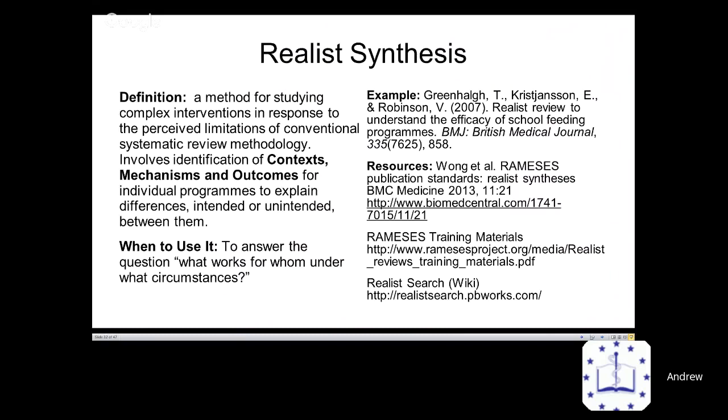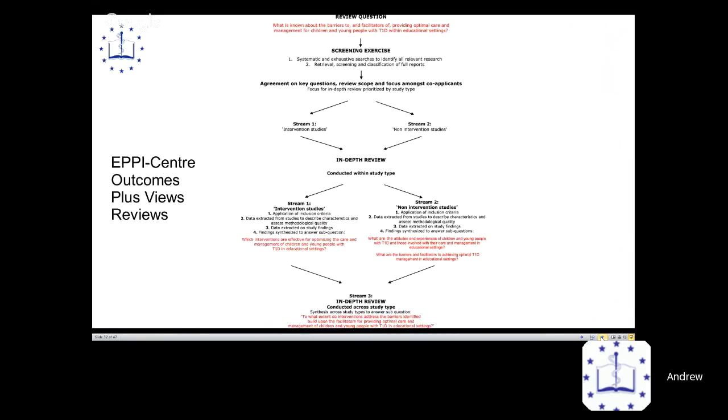And so a realist synthesis uses the terminology CMO. If ever you see context, mechanisms, outcomes, that is a real sign of a realist synthesis. The where, the how does it happen, what does it achieve? And this has been an area where training materials have been developed, and I have compiled, along with materials from other people, a search resource, Realist Search, a wiki to help librarians involved in realist synthesis.